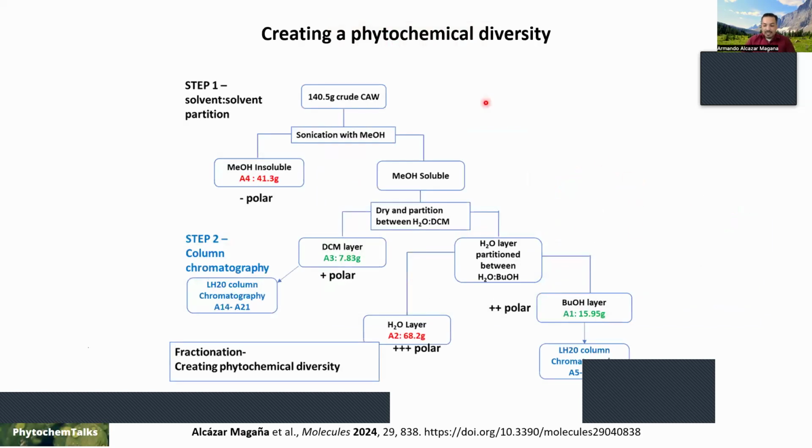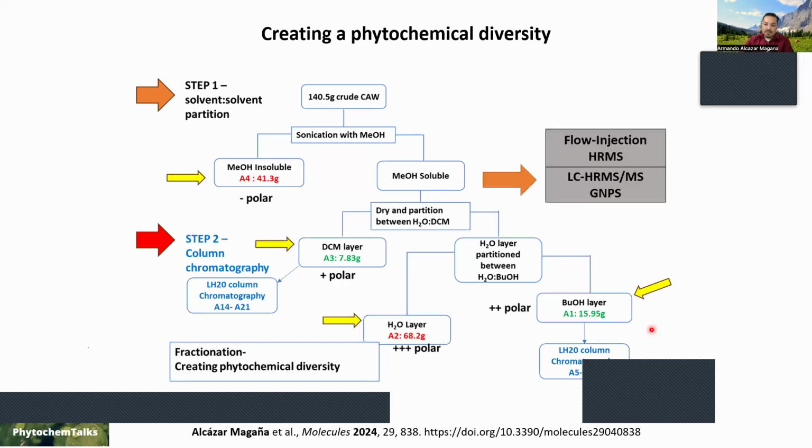We started by creating chemical diversity. The first step is to create a solvent partition. So we have four subfractions of the crude extract of the plant, of different polarity, right? That was the intention. Then we do subfractionation of some of those in an LH20 column, just to have 21 fractions with different diversity, let's say a different gradient of some of those phytochemicals.